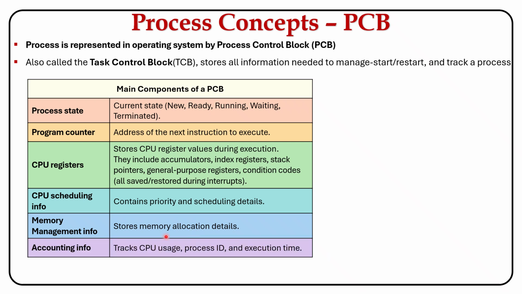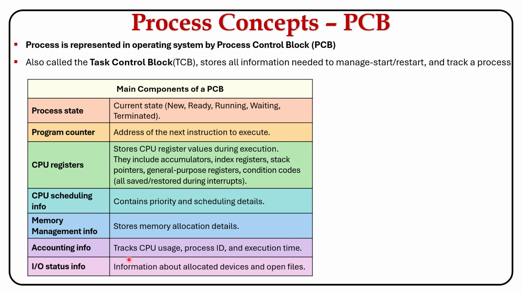The next is accounting information. It keeps track of details such as process ID, execution time, and so on. This information is useful for monitoring system performance and resource usage. Finally, we have I/O status information. It stores the information about the input and output resources used by the process, such as allocated devices, open files, and whatever resources are allocated to the process. So these are the main components of the PCB. Together they provide all the information the operating system needs to manage, schedule, and execute the process efficiently.